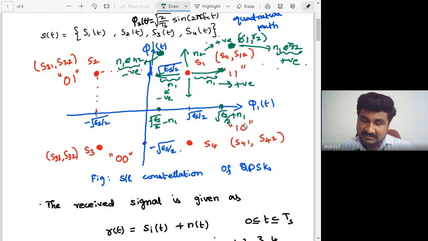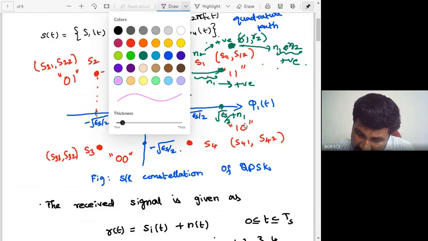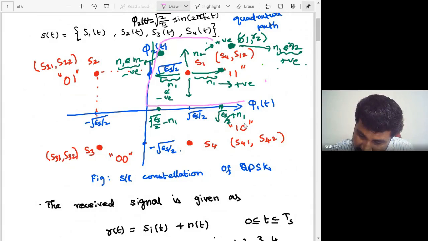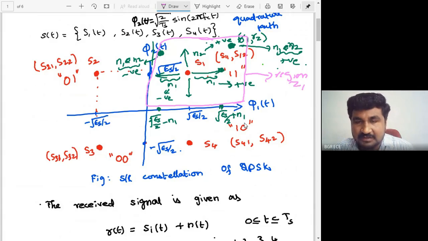So the same message point is located in these positions, and it is altered within the region Z1. This is region Z1. If it is within this region Z1, then there will not be any error. If the noise is sufficiently large compared to the symbol energy, that is, the message point location square root of Es by 2, then it will go to the next coordinate, which will lead to a 1-bit error.